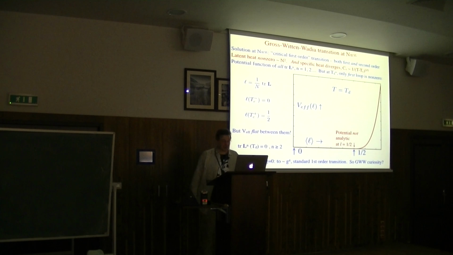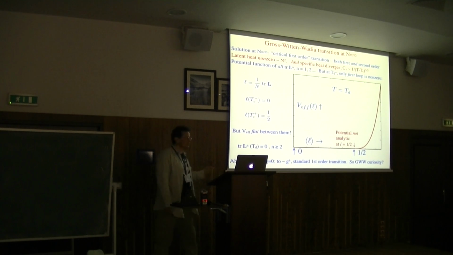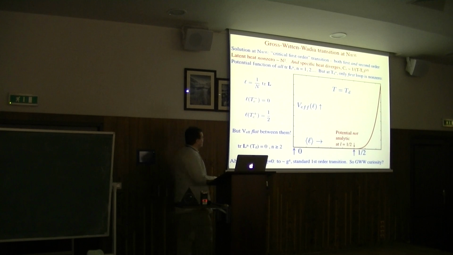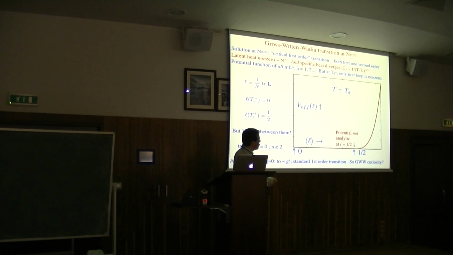If the transition is first order, and you compute the energy density, it jumps. The order parameter jumps, but there's no barrier. It's absolutely bizarre.